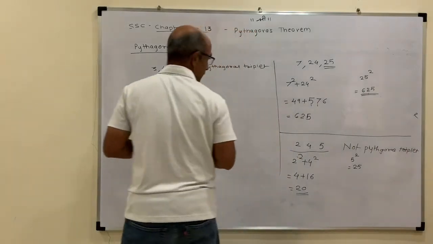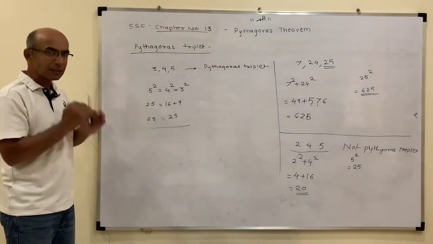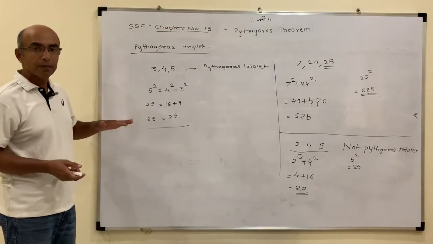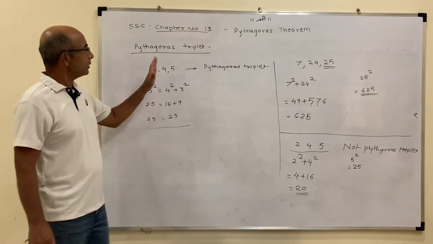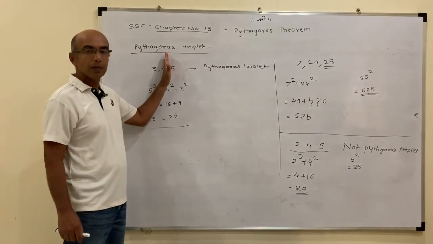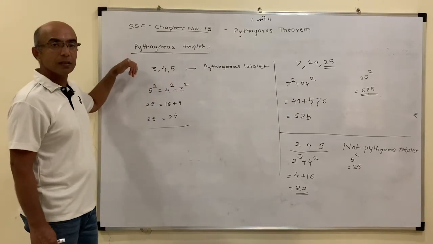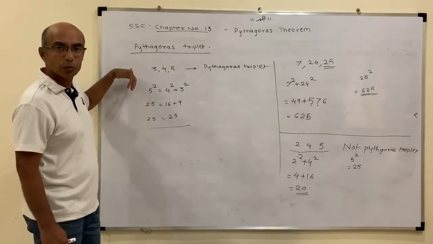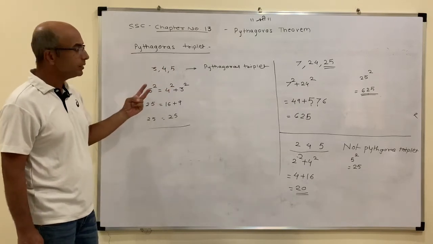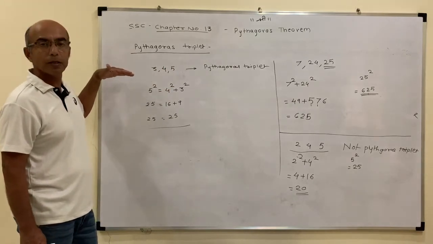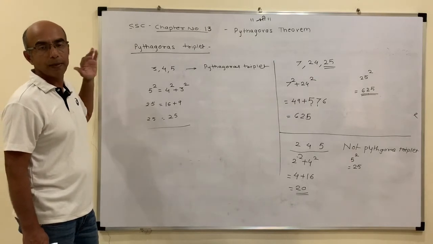So the first step to check whether the three numbers given are a Pythagoras triplet or not is to find the square of the largest number, and then we find the sum of the squares of the other two numbers. And if those two are equal, then we say that those three numbers are Pythagoras triplets.